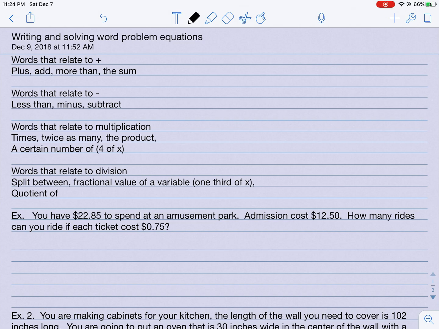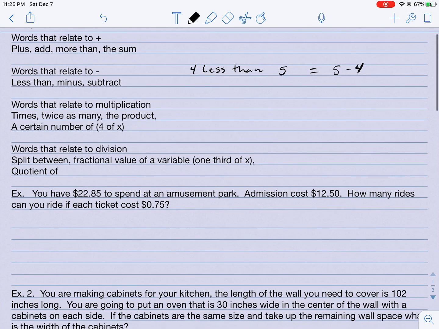And remember, if it's less than, so if it was 4 less than 5, that would actually be written as 5 minus 4. The less than always comes after the second number. Okay, then words that relate to multiplication: times, twice as many, the product, a certain number of, so 4 of x.